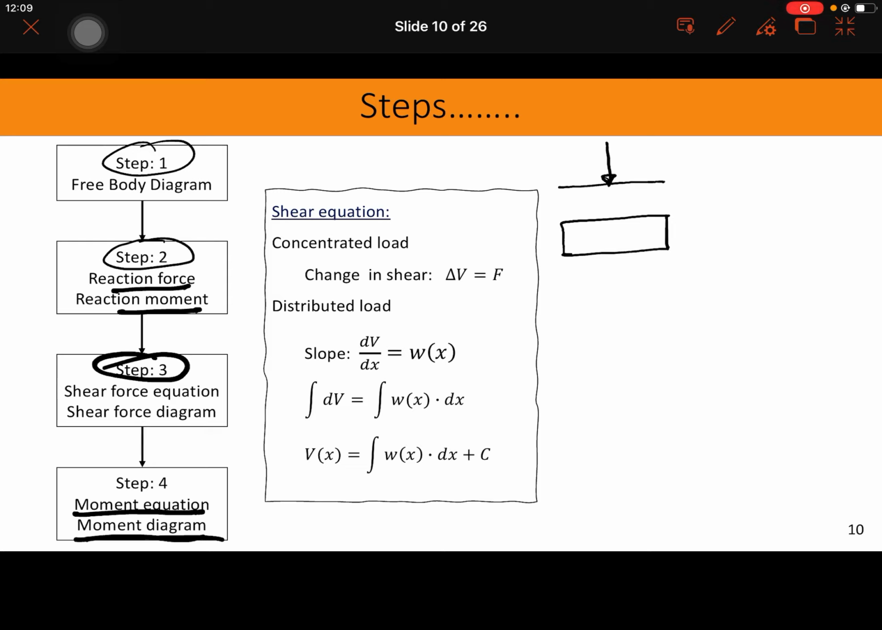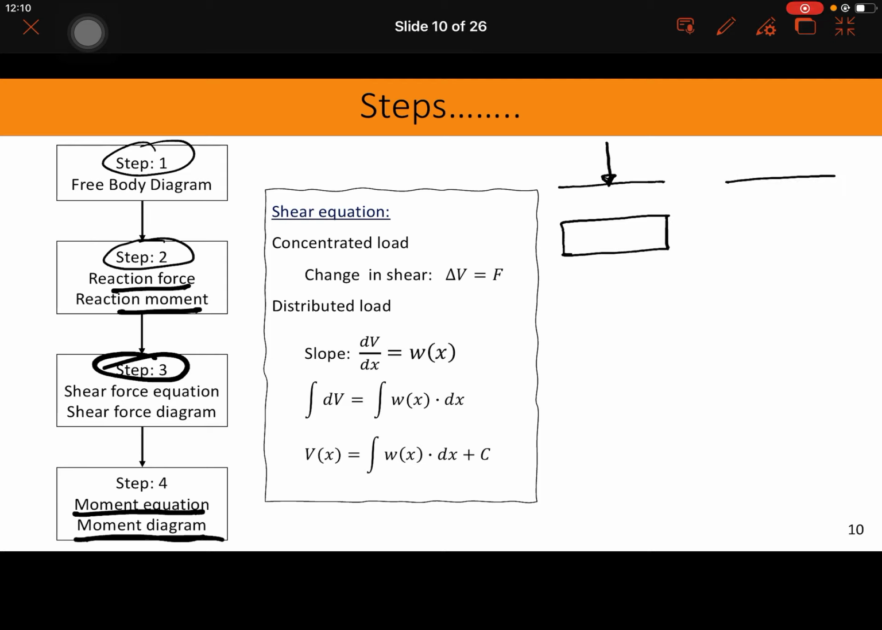However, in the moment diagram, due to that single point load, the moment would be a line, but it would be with an angle, right? Some sort of slope. So we'll see how to measure or determine that slope. But let's start with, or let's at least take a look at the shear force diagram only.